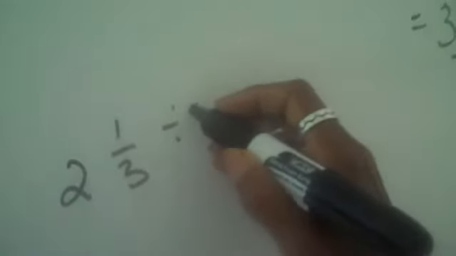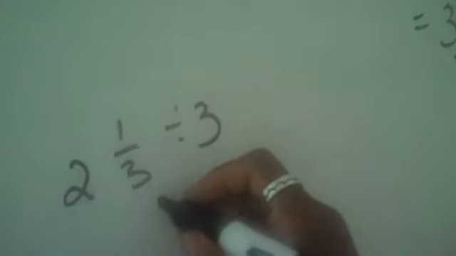We'll now look at division of mixed fractions. So we're going to have 2 1/3 divided by 3. This looks a little different than problems we've done in the past. We do have a mixed fraction, and you'll recall that means we multiply 3 times 2, get 6 plus 1 is 7. So 2 1/3 is equal to 7/3.